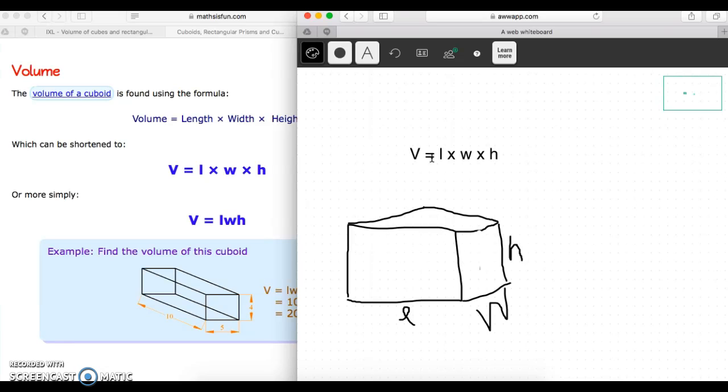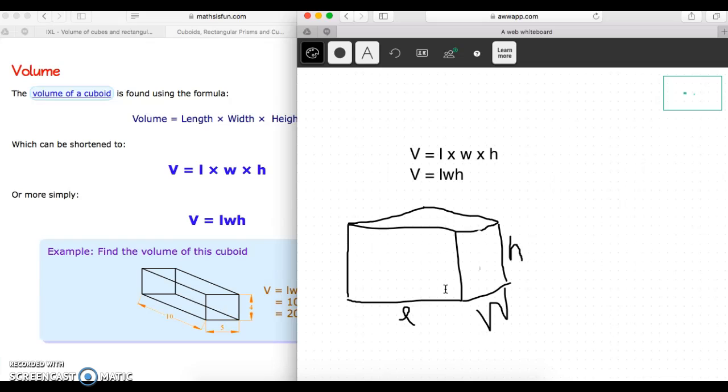And you could also write it very simply here. Volume equals length times width times height. You could write it simply like that too. So we multiply our length times our width times our height, and that tells us how much space is inside of an object. Now, something to keep in mind is when we were doing area, we measured in square units.